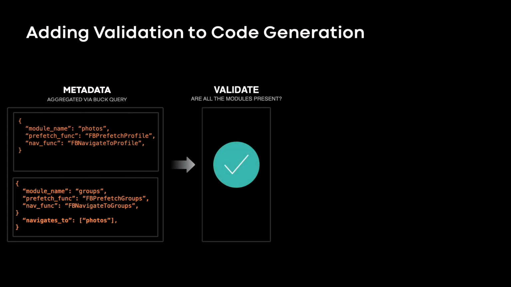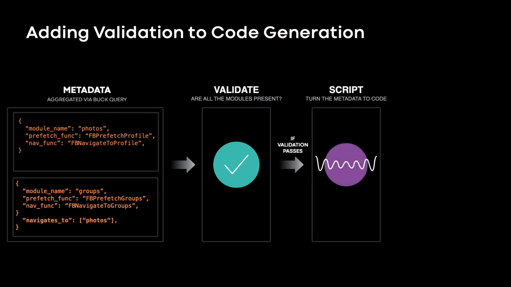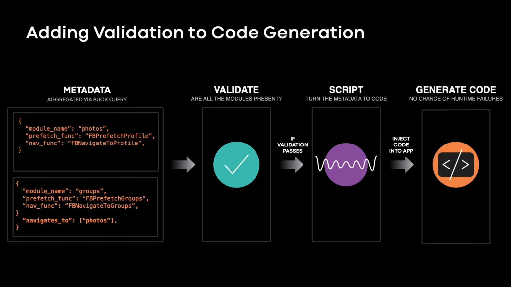So we added another script which goes, interesting. Groups navigates to photos, so there must be a module in here whose key is photos. Is there? And if not, Buck would just stop the build and go, hey, I found a problem. Within your dependency graph, there is a possibility that someone is going to try to go to the photos module and you don't have it. So suddenly this runtime failure is completely gone. It's notified during Buck build by analyzing all this JSON we created. If the validation script passes, you just go and generate those static mappings and everything's fine.